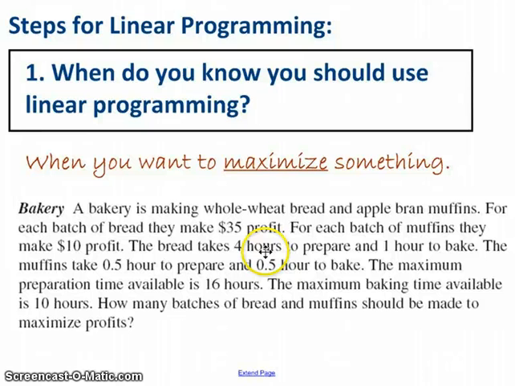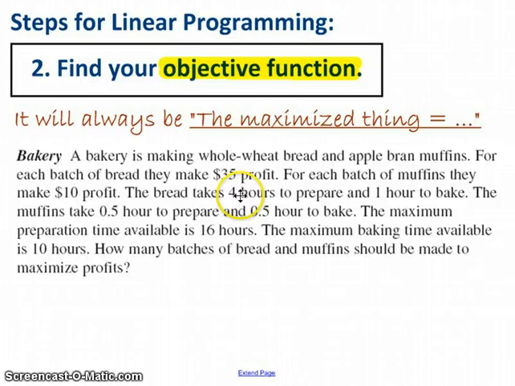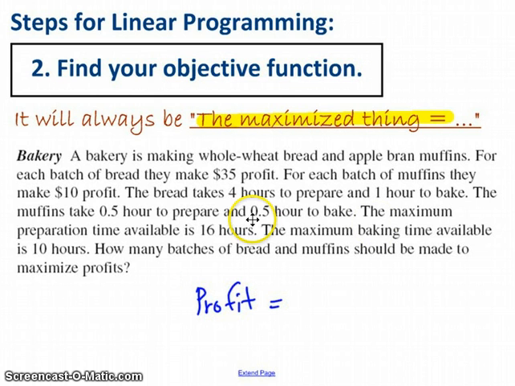Okay, I'm going to assume that you read this paragraph about the bakery. You know that you want to maximize profits. So this is a linear programming problem. Step 2 then is to find something called your objective function. The objective function, as I say here, is always going to be the maximized thing. The maximized item is equal to. So in this case, what you want to maximize is profit. So your objective function is going to be written as profit is equal to.